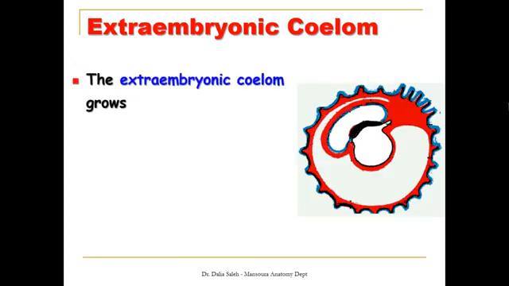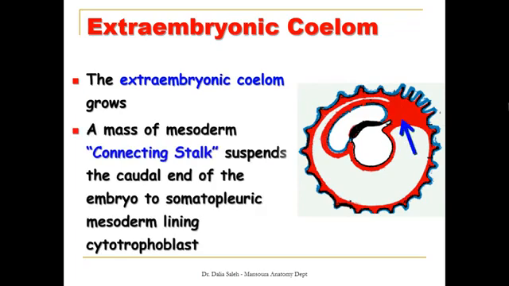With further development, the extraembryonic coelom grows and expands. There will be a mass of mesoderm called the connecting stalk that suspends the caudal end of the embryo to the somatopleuric mesoderm, which lines the cytotrophoblast. And this connecting stalk will be the base for the formation of the umbilical cord that will hold the embryo to the placenta.